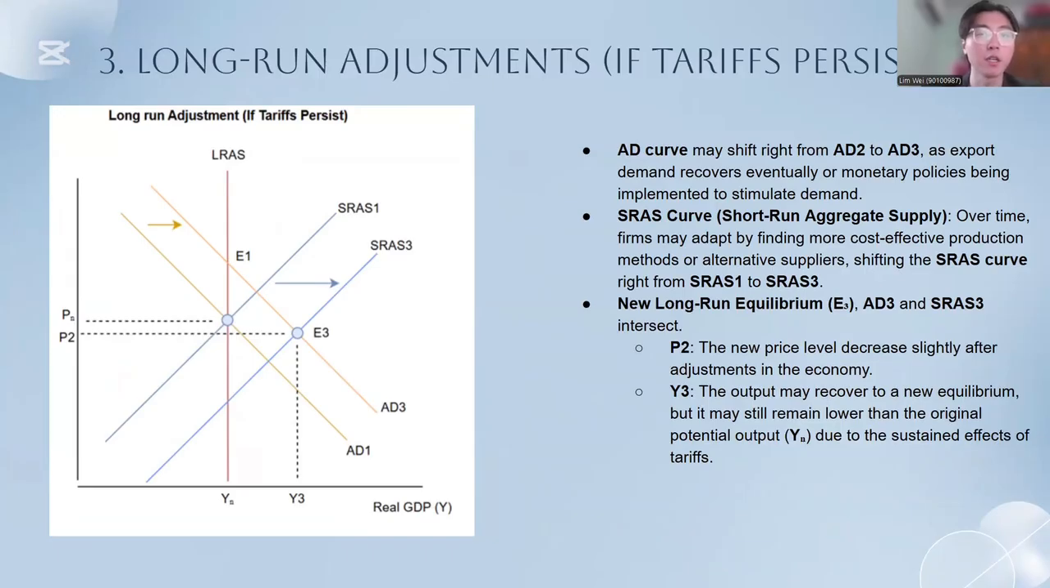Now, if tariffs persist, two things can happen. Policies may boost demand, shifting AD2 to AD3. Firms may adapt by finding new suppliers, shifting SRAS2 to SRAS3. The new long-run equilibrium recovers some lost output, but may still fall short of original potential. This reflects how prolonged trade tension can permanently affect economic capacity.